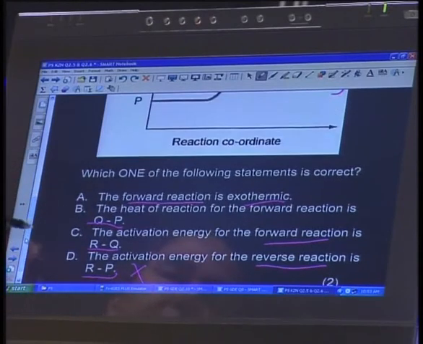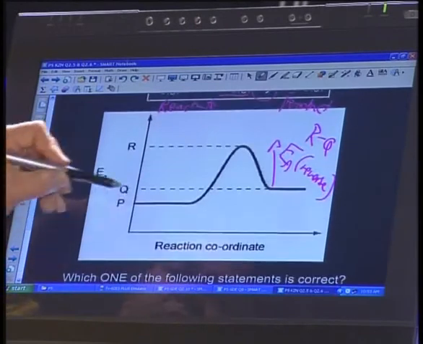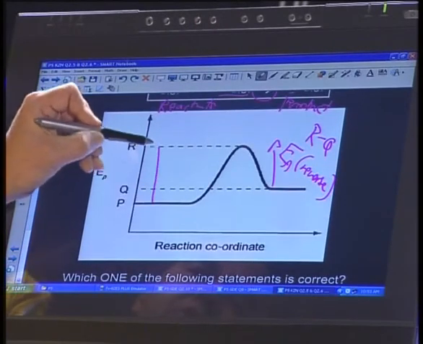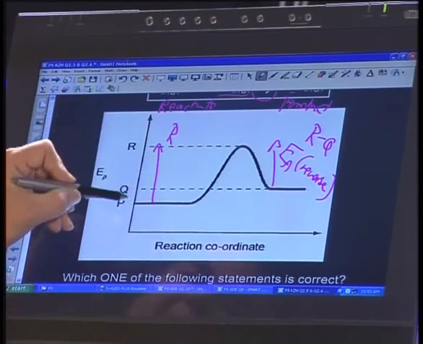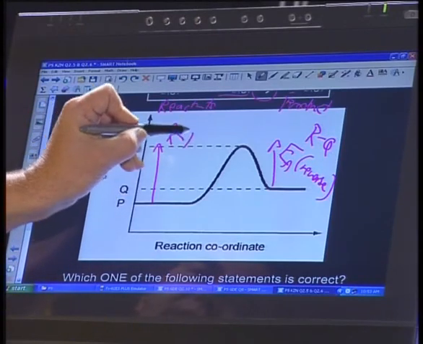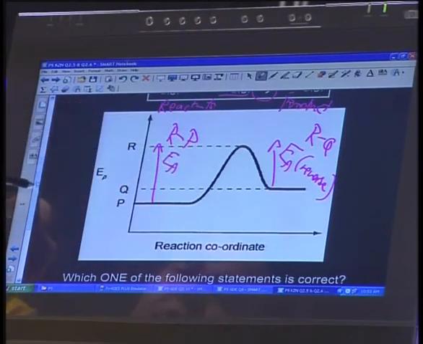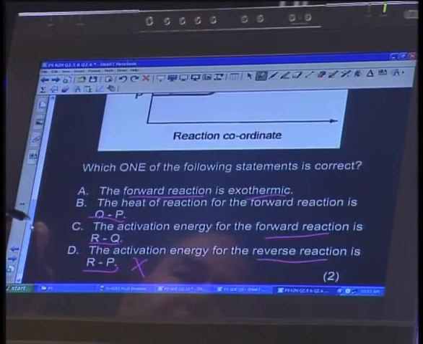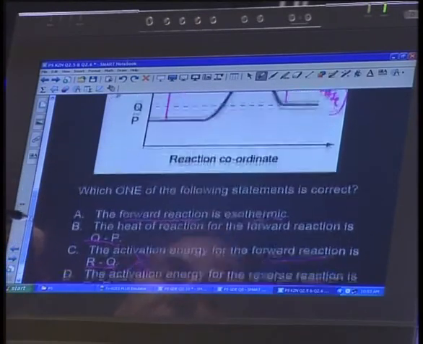Now, let's have a look at the activation energy for the forward reaction. We start with the final, which is R, minus the initial, P, and that would be the activation energy for the forward reaction. So what do we say? It is R minus P. So that one is also wrong, not the correct one.